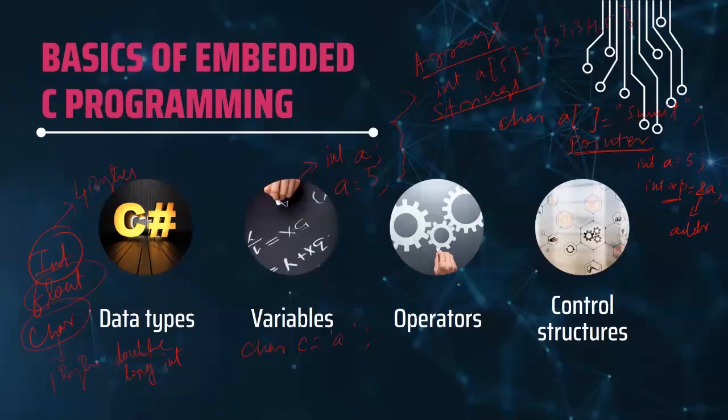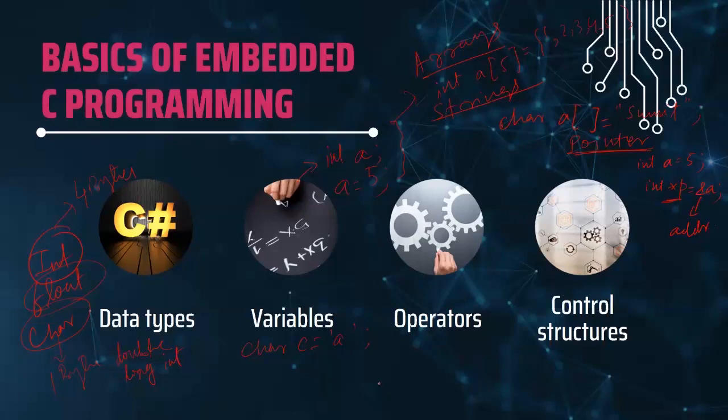We have various operators also: arithmetic operators, logical operators, Boolean operators. We also have shifting operators and bitwise operators. Bitwise operators are very important when we are using embedded C. Let us say we have 32 bits, and I want to just change the fifth bit.